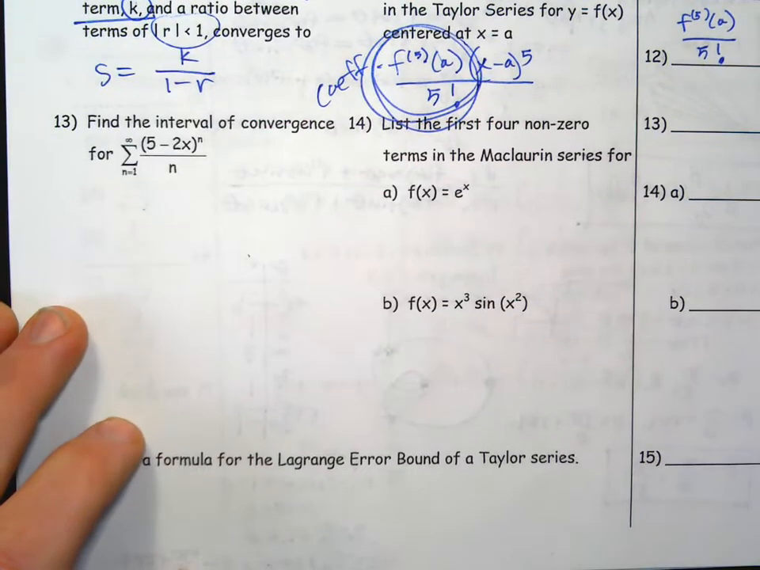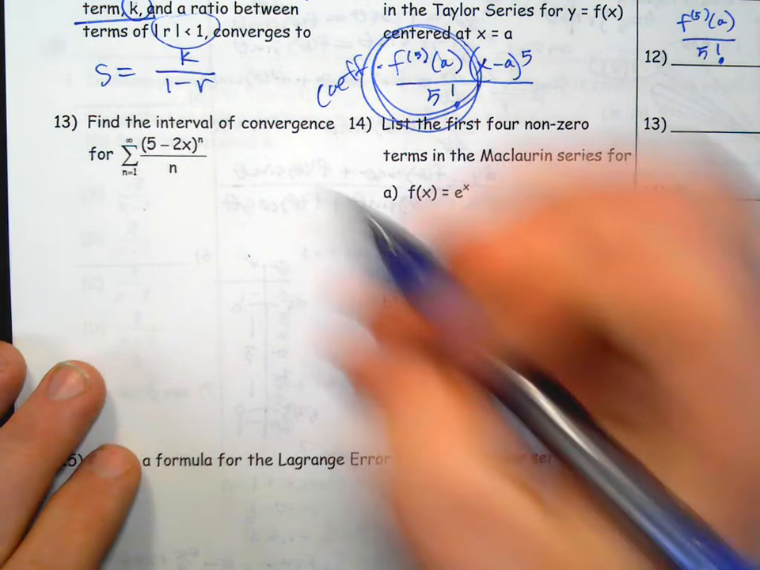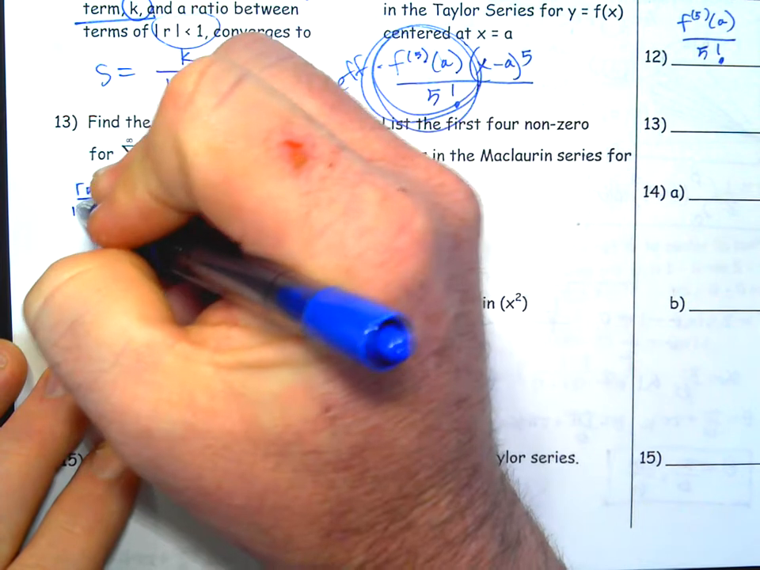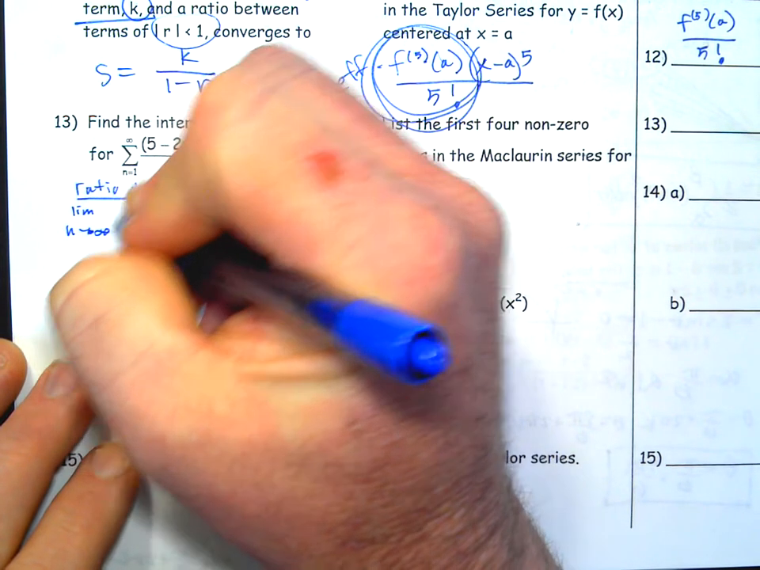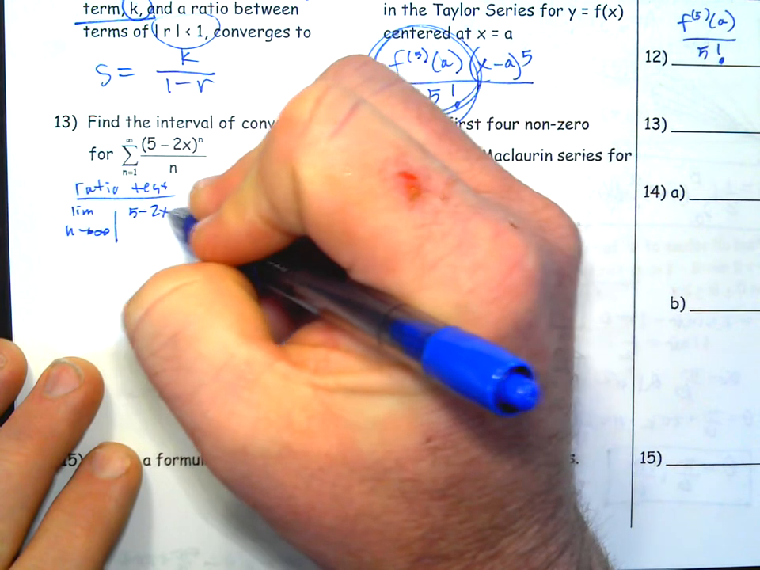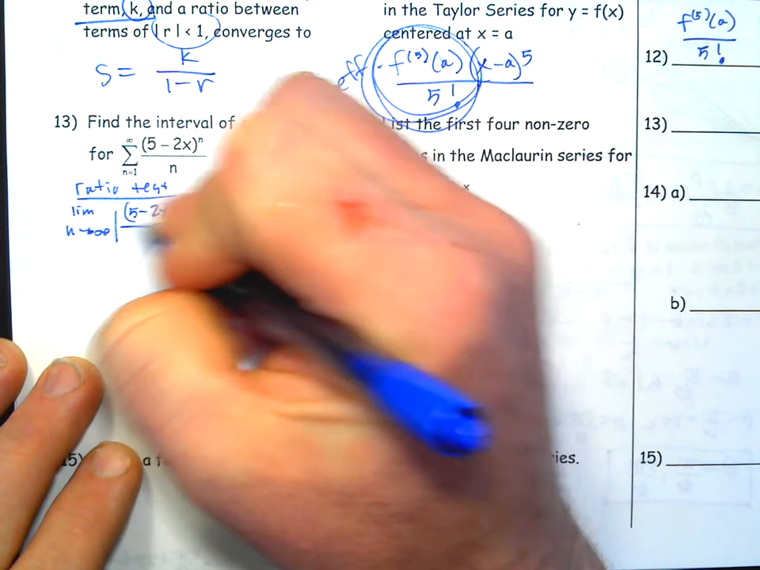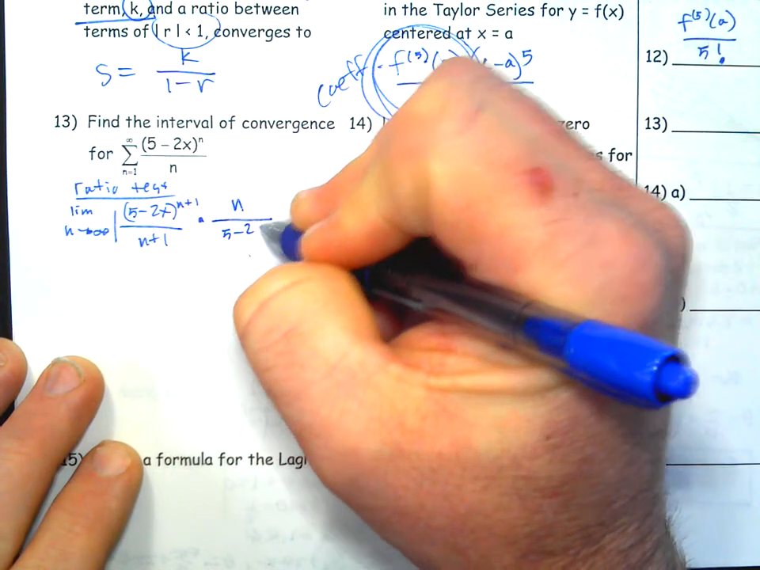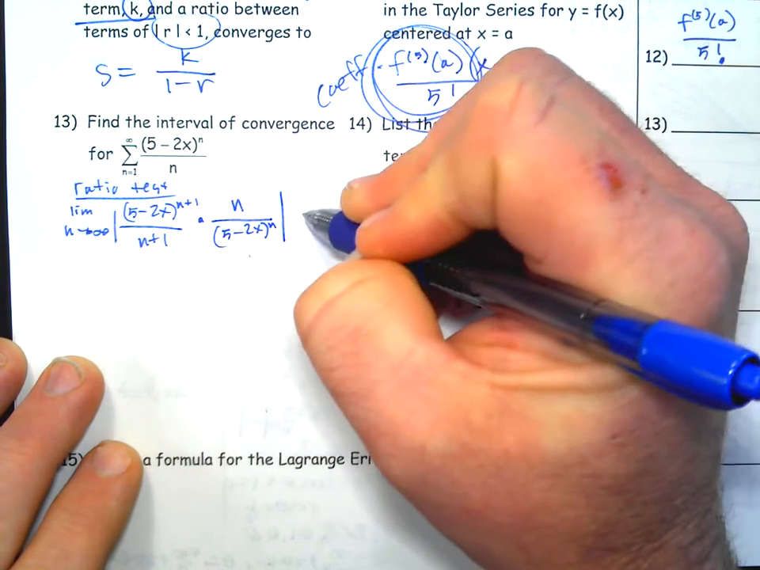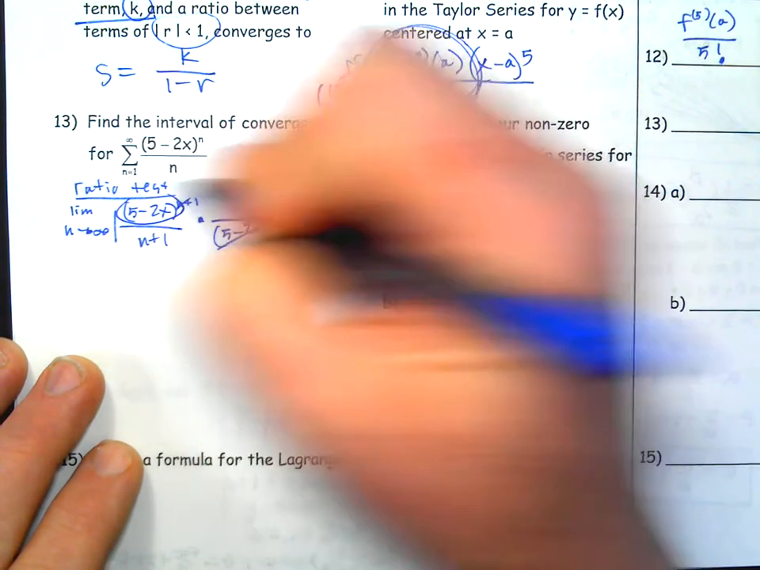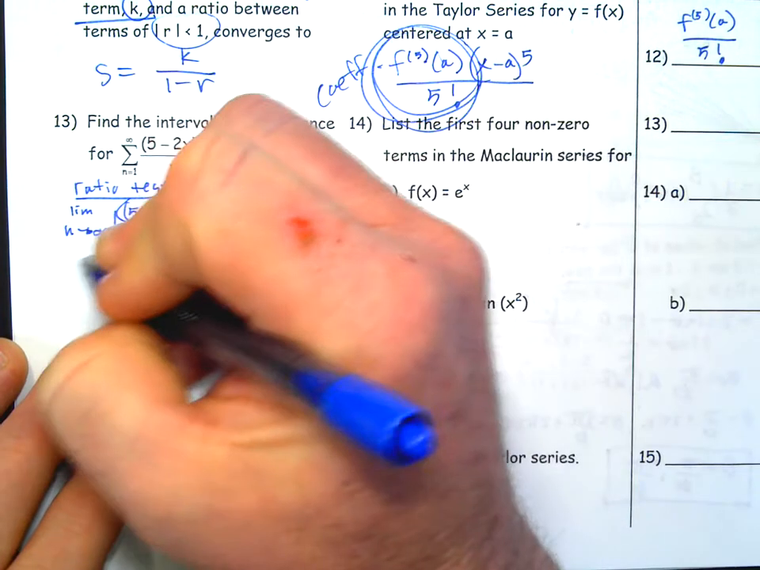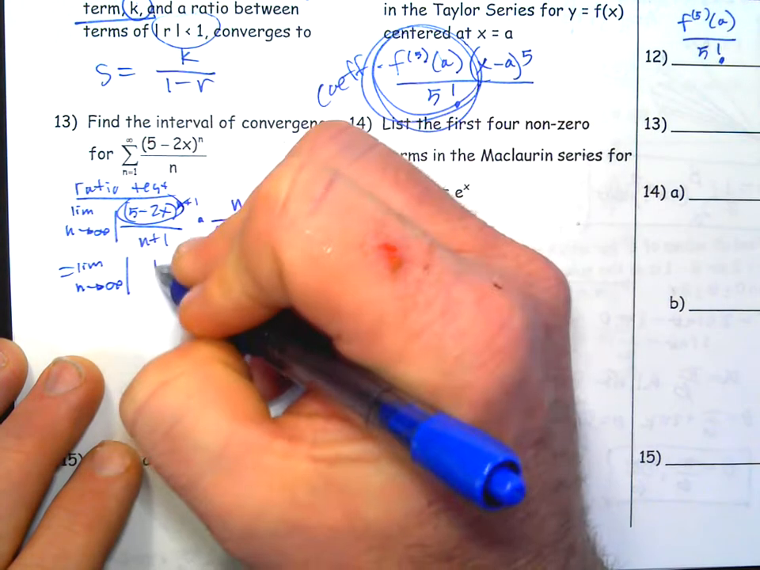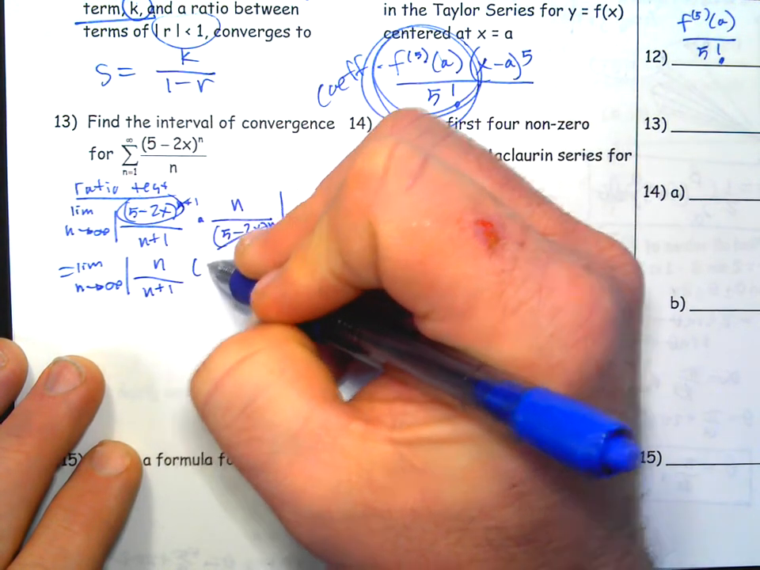13, find the interval of convergence. So we'll be doing this a lot. We're going to use the ratio test. We're going to take the limit as n goes to infinity of the absolute value of 5 minus 2x to the n plus 1 over n plus 1 divided by the nth term, or multiplied by its reciprocal. Okay, then we're going to clean this up. So it's going to be the limit as n goes to infinity of n over n plus 1 times 5 minus 2x.